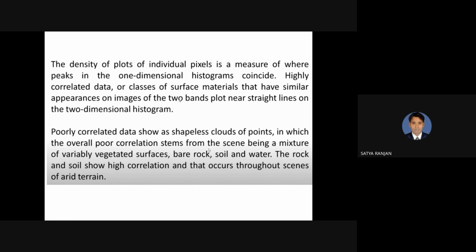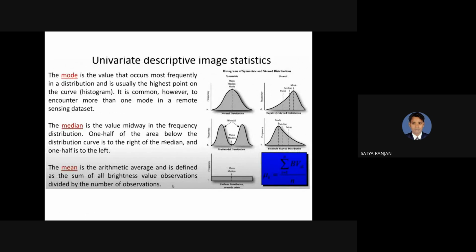The density plot of individual pixels is a measure of where the peak is in the one-dimensional histogram. Highly correlated data, or classes of surface material that have similar appearance on images of the two bands, plot near a straight line in the two-dimensional histogram. Poorly correlated data shows a shapeless cloud of points, with variable surfaces like bare rocks, soil or water.